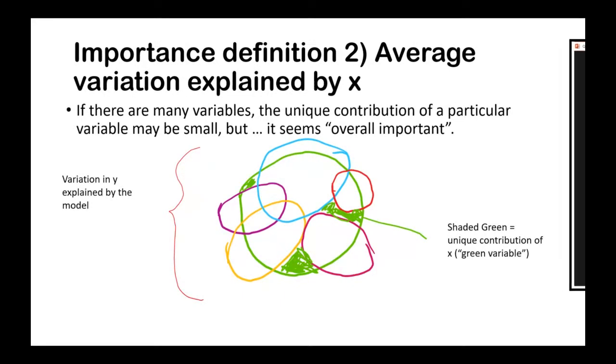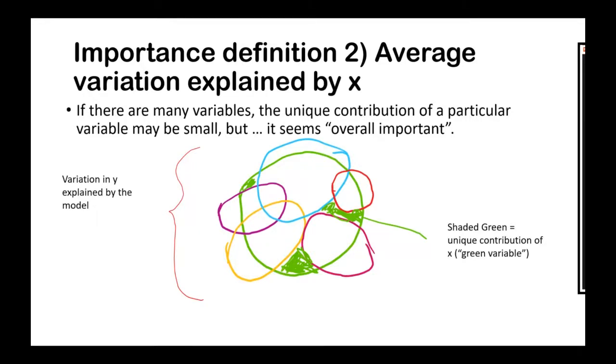So that was the unique contribution that each X variable makes to Y, explaining the variation in Y, as one definition of importance. If you have a lot of variables, then you could run into a situation where the unique contribution of a particular variable might be small, but you kind of overall think that that's an important variable.